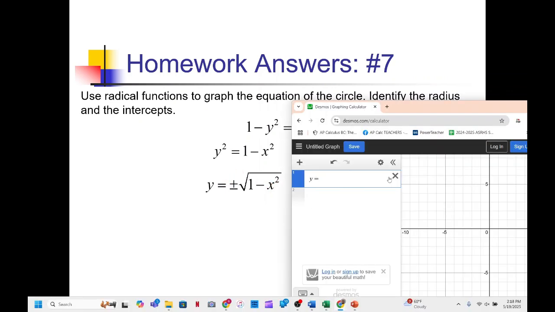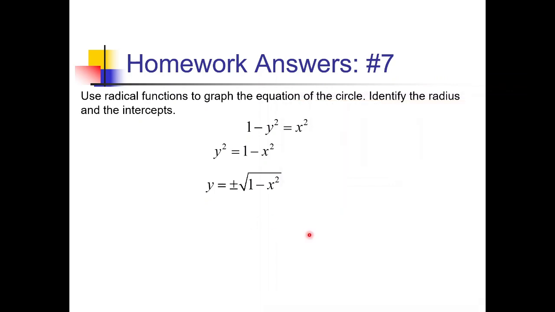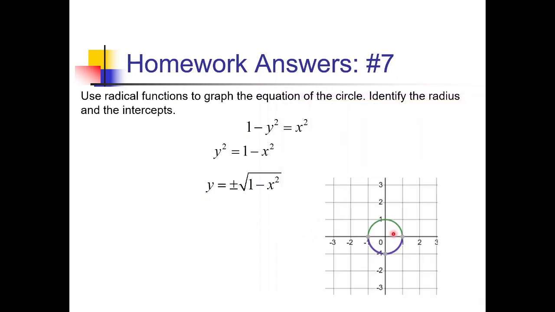So we have y equals square root of 1 minus x squared. And then that gives me a semicircle. Let me cut and paste that and do y equals a negative version of that. That gives me my other semicircle. So we have a very small circle. This is actually the unit circle. It has a radius of 1. Hi, unit circle. And then we have x-intercepts of positive and negative 1 and y-intercepts of positive and negative 1.